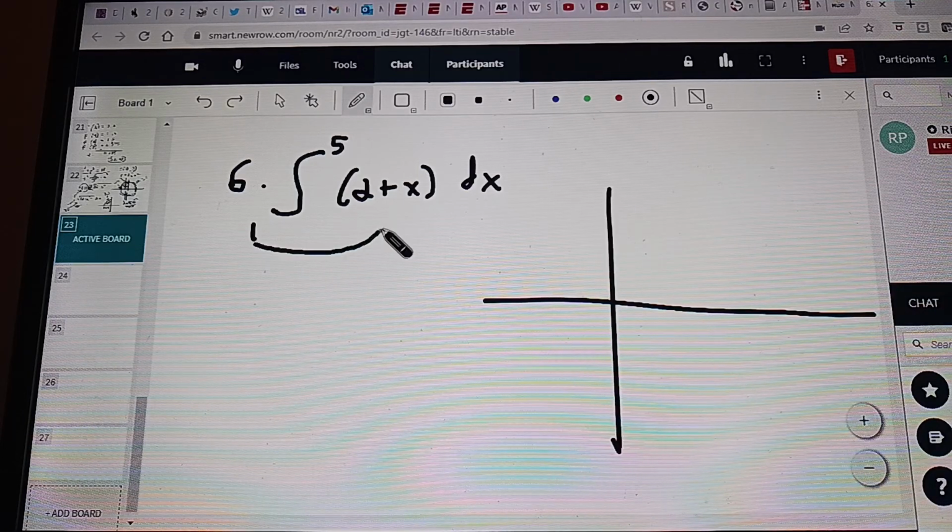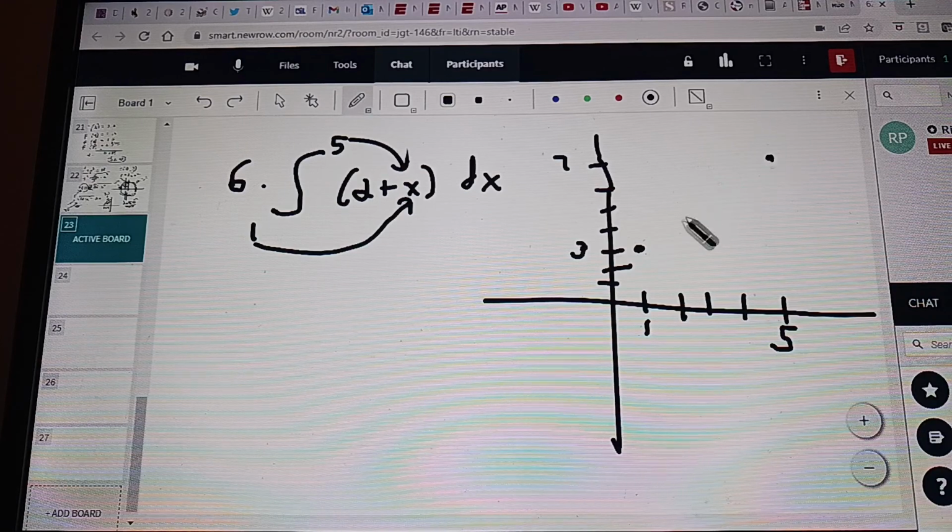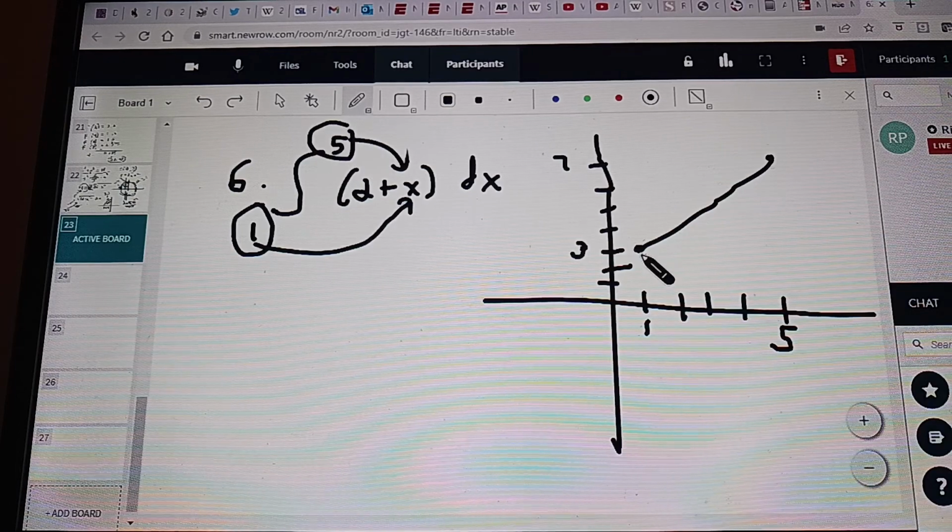f of 1 would be 3. So when x is 1, y is 3. That's where it starts. And then f of 5 would be 7. So 2, 3, 4, 5. 4, 5, 6, 7. So the line segment's just going that far because they limited me to 1 to 5. Connect up to the x-axis and you're getting a trapezoid.